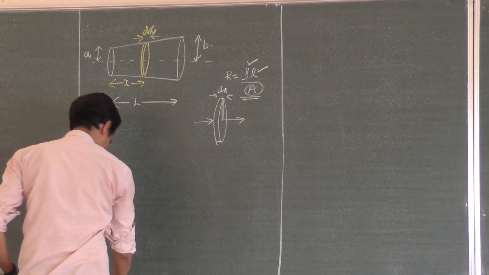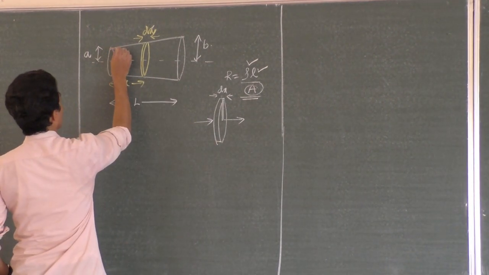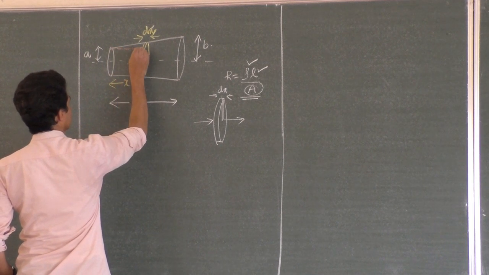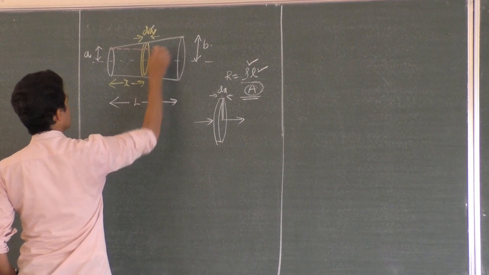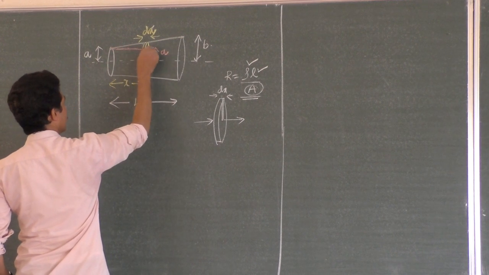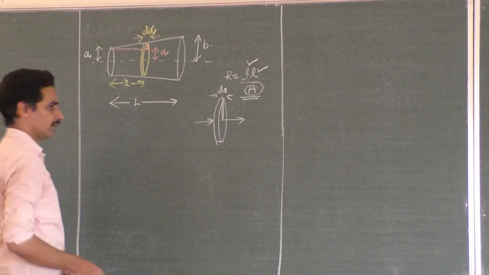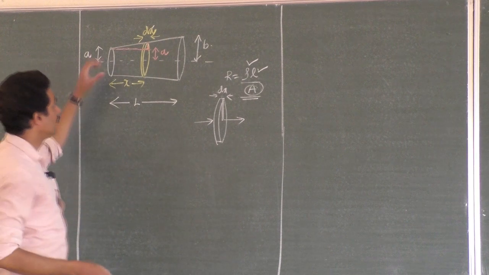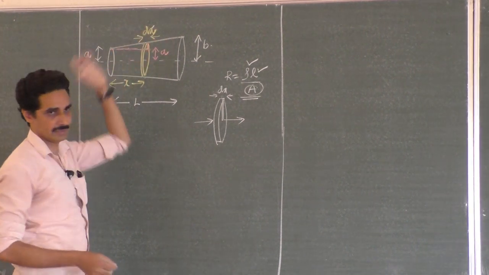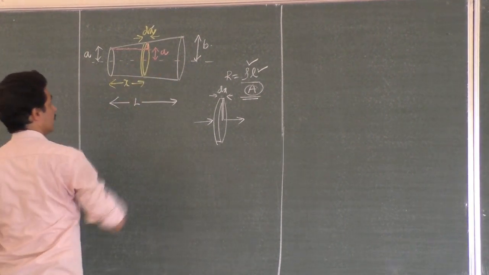Now let me continue this here. Okay, I will continue this here like this. So let this be a, this is also a, and the extra height, what is that? That is what you have to find out, and it is given in the problem that it varies linearly. The thickness goes on increasing linearly.